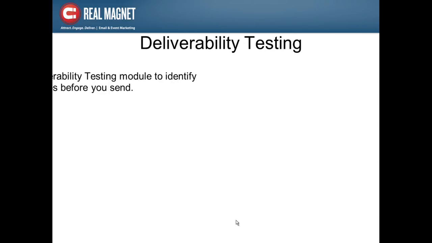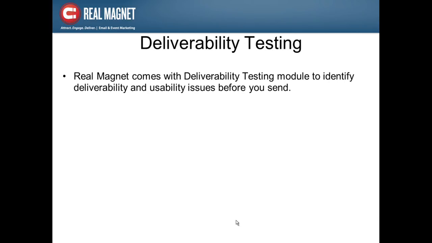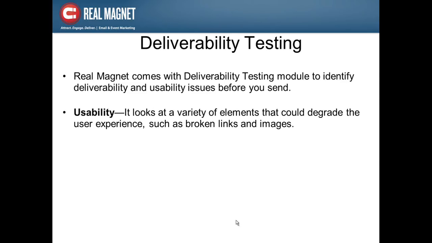Next, I'd like to talk a little bit about deliverability testing. We have two flavors of deliverability testing in the Real Magnet application. There's standard deliverability testing and an enhanced module. And you can use both of these to identify possible deliverability issues before you actually send that mail out.